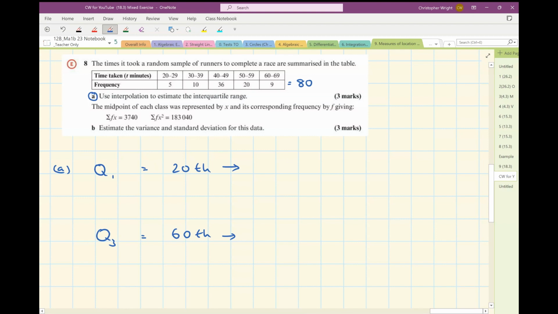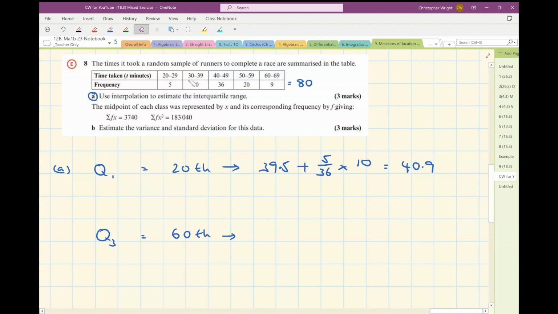Okay. Right, time of the 20th runner. Well, the 20th, that's the first 5, the first 10. So the 20th runner is going to be in the 40 to 49 class, which of course starts at 39.5. Now, how far into the class is that runner going to be? Well, there are 36 runners in the class, and he's going to be the fifth one of those. So 5 out of 36 times the class width, which is from 39.5 to 49.5. So the class width is 10. So that gives me a Q1 of 40.9. That's the time of the 20th runner.